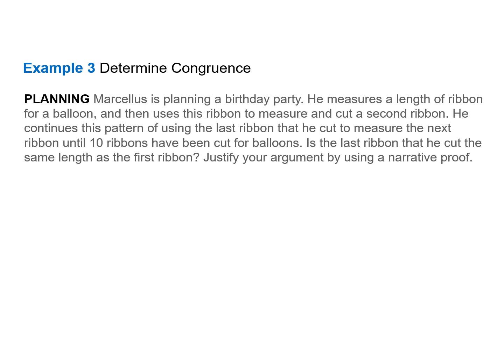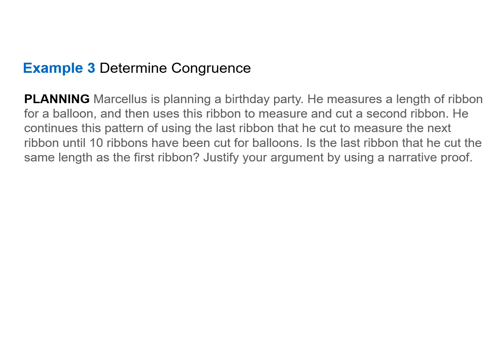Let's look at, I believe, this last example, number 3. It's on determining congruence, and they're using planning. Marcellus is planning a birthday party. He measured a length of ribbon for a balloon and then uses this ribbon to measure and cut a second ribbon. He continues this pattern of using the last ribbon that he cut to measure the next ribbon until 10 ribbons have been cut for balloons. Is the last ribbon that he cut the same length as the first ribbon? Justify your argument by using a narrative proof.